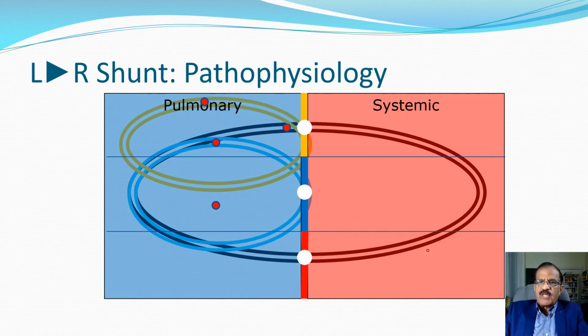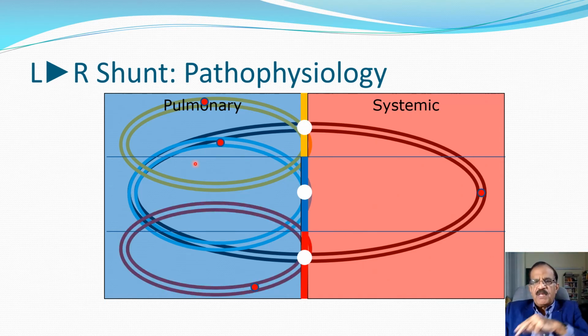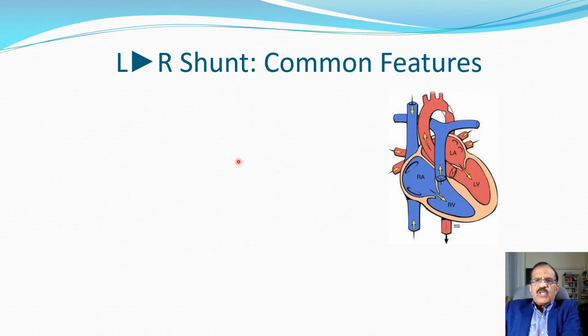Where there is left to right shunt, there will be no cyanosis, and the pulmonary circulation will be 2, 3, 4 times more than systemic circulation. Exactly the same will happen if there is patent ductus arteriosus, except that the level is different. So I may not repeat the same statement again. The same would apply here. So, common features of left to right shunt, if you understand them well, whatever the short case or long case may be, the same would apply to all.